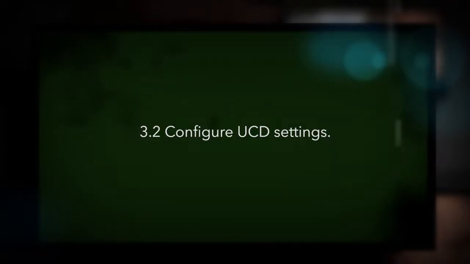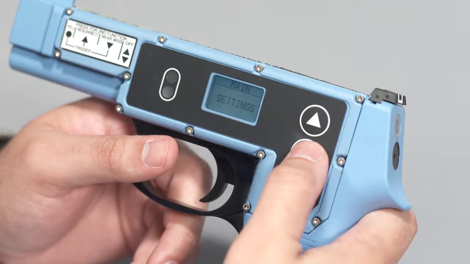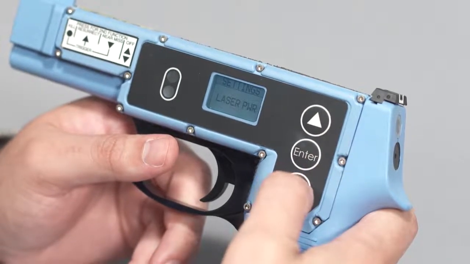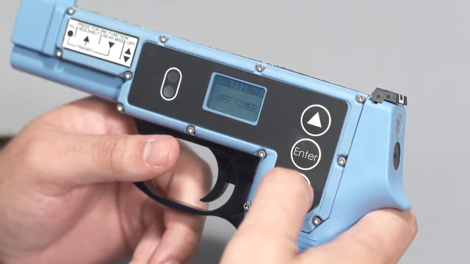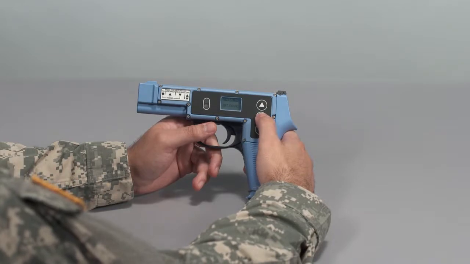Configure UCD settings. The submenu items under the Main Settings menu follow a similar procedure. At the Main Settings menu, use the up or down arrow keys to navigate to the desired submenu, for example, Set Sound, Off Timer, Set Time, Set PID, or Laser Power submenu. Press the Enter key at the desired submenu.